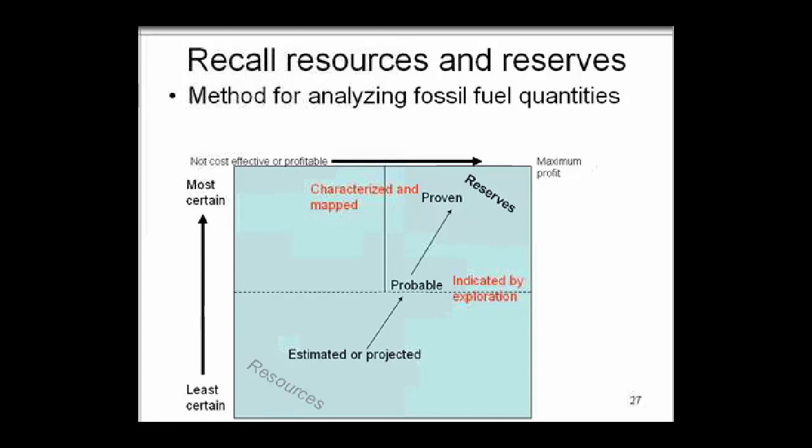So again, when we talk about resources, fossil fuel resources, we're talking about the most general sense of the fossil fuel material. And when we talk about reserves, that's how much we can really more or less count on, or at least count on with a high degree of reliability.